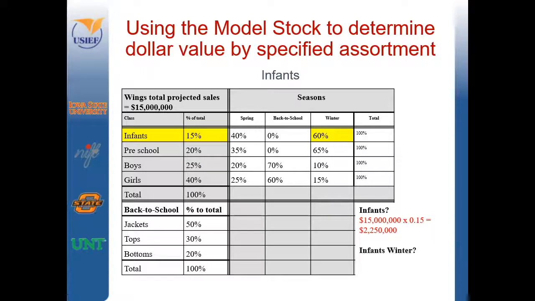Now, if we wanted to calculate what portion of that was for infants winter, we would take 60% of our infants assortment. So we would take 60% converted to a decimal of 0.6 multiplied by our infants budget. Remember, this isn't our total budget of 15 million, it's only our infants budget of 2,250,000. So we take that calculation, 2,250,000 times 0.6 to get 1,350,000.